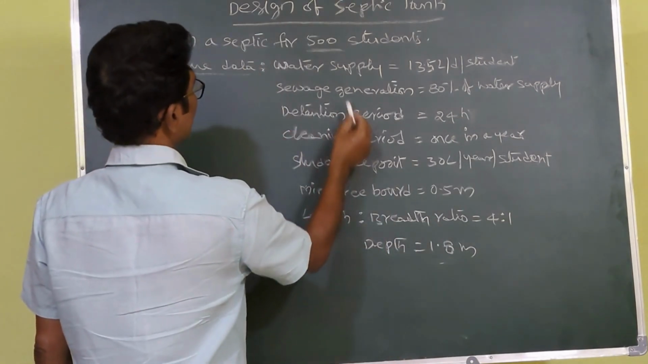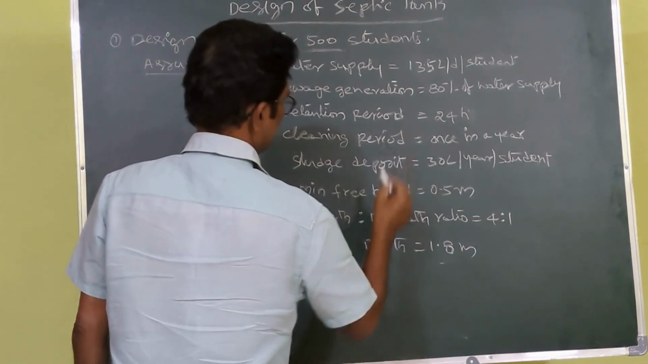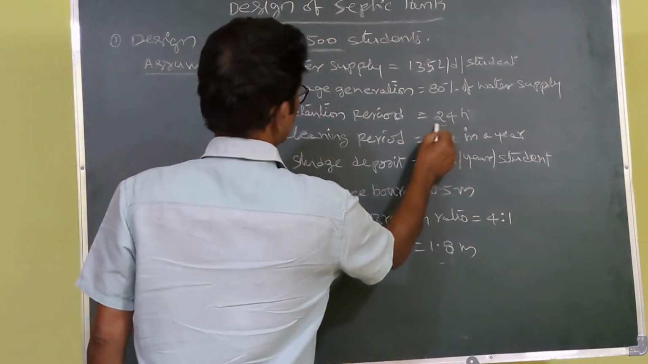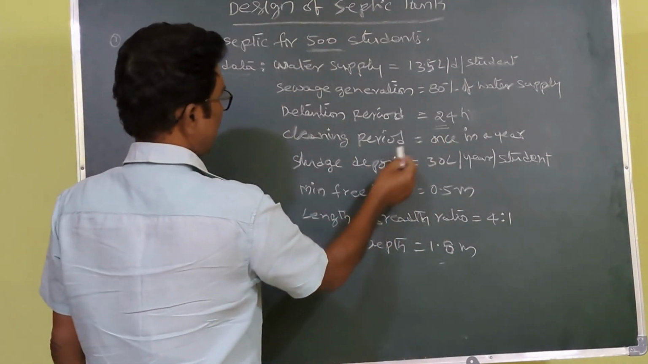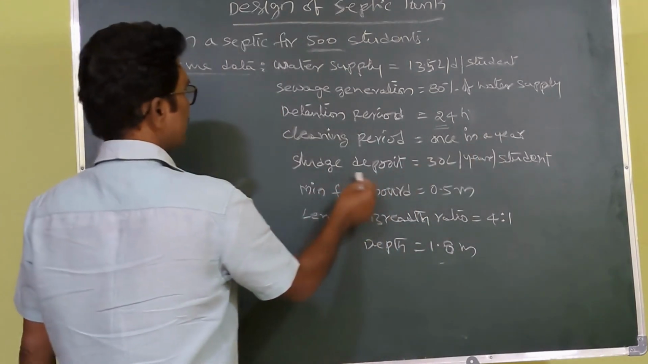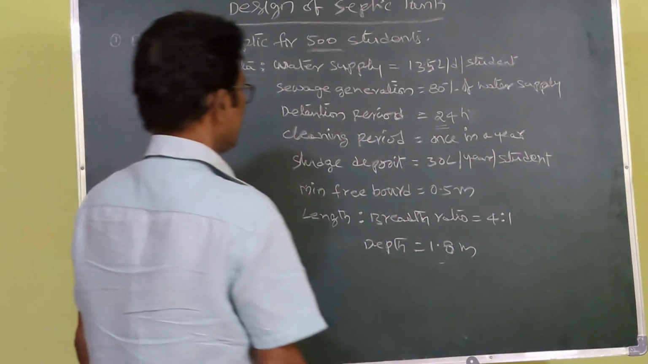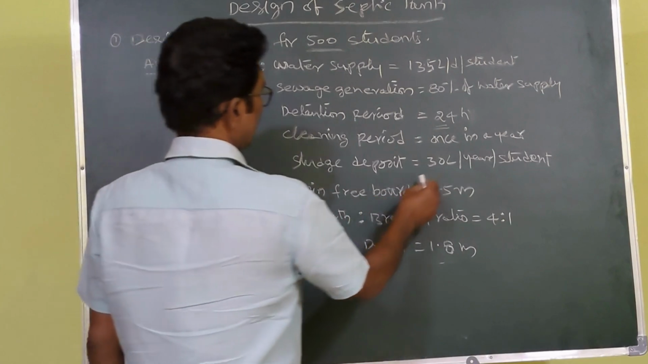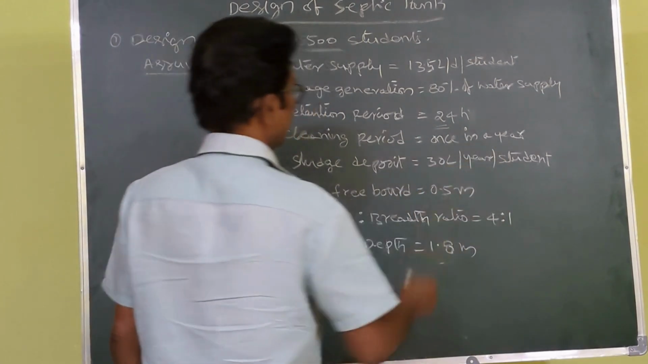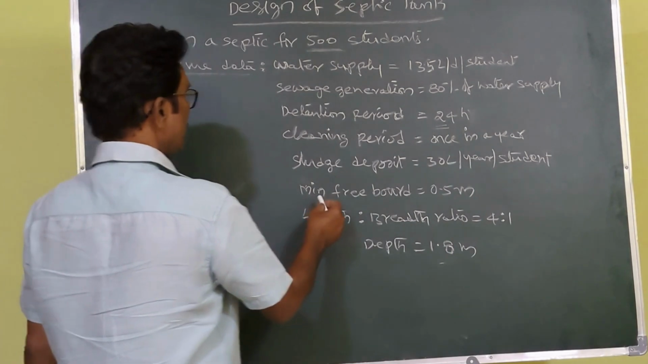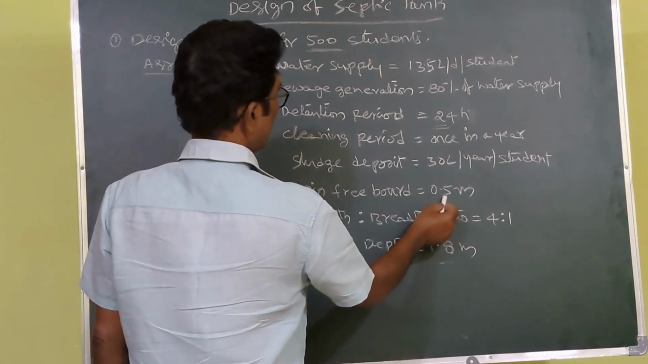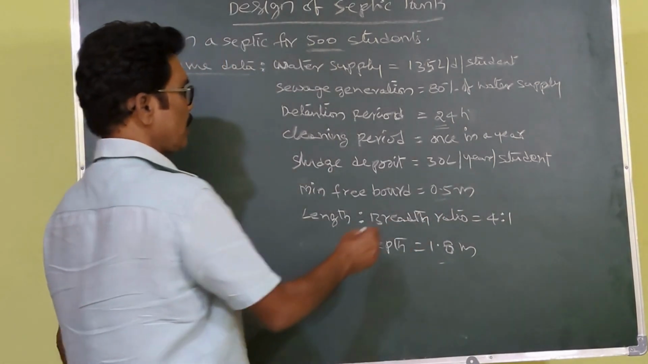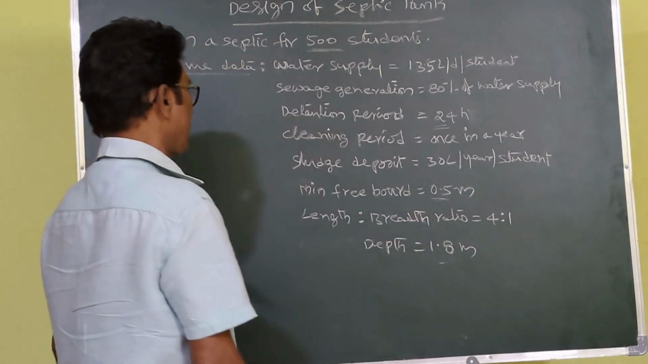Next, the detention time of the septic tank: 24 hours. Of course, 24 to 48 hours are commonly taken, but I assume 24 hours. And the tank cleaning period is once in a year. The sludge deposit, the human excreta or the solid matter, is assumed to be 30 liters per year per student. Minimum freeboard: once you find the depth, above that we have to provide the freeboard, that is 0.5 meter.